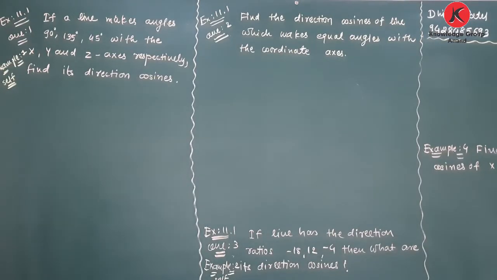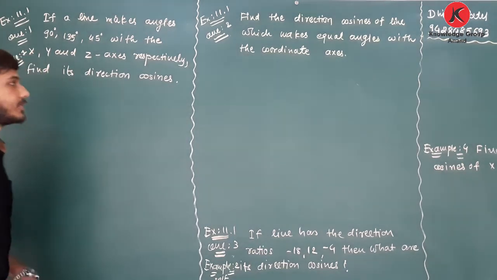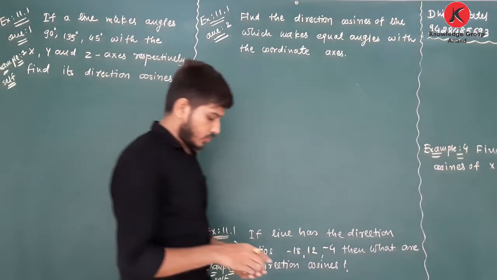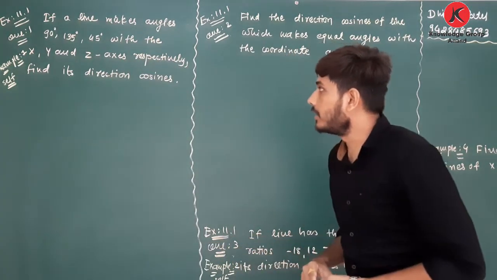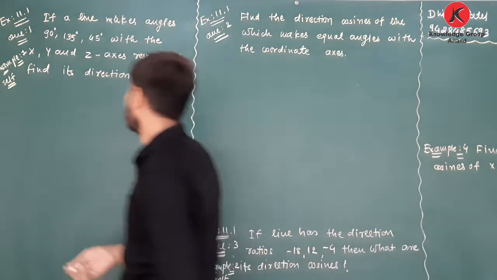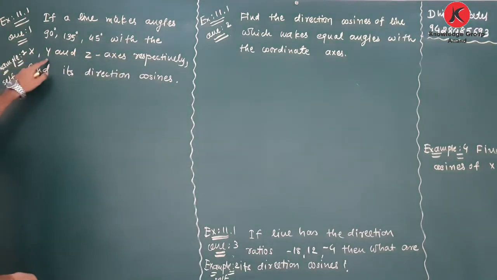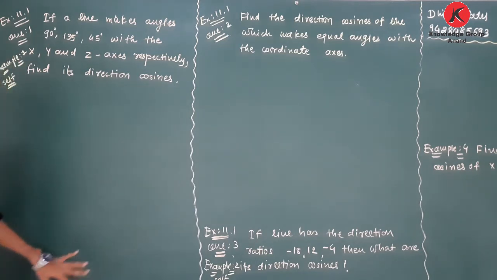Now we are going to discuss some questions related to direction cosines and direction ratios. Exercise 11.1 question number 1 is that if a line makes angles 90 degree, 135 degree, 45 degree with the x, y and z axis respectively, then find its direction cosines.